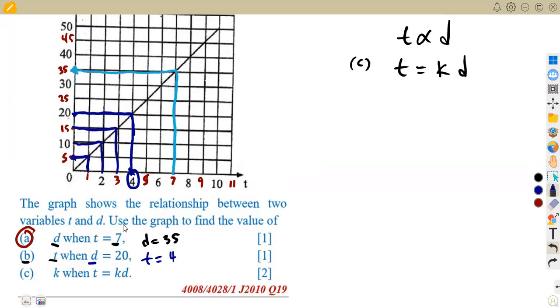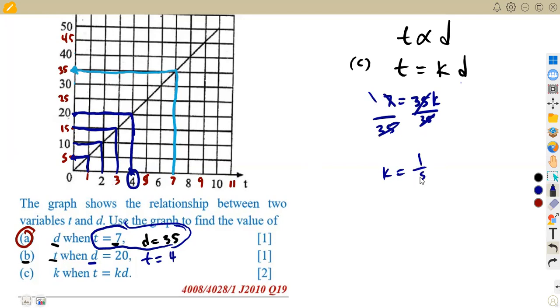So in this case, I'm going to use the first one that we used here, when t is equal to 7. Remember, we said d is 35. So 7 is equal to 35k. Divide by 35, divide by 35, meaning k is going to be what? 7 into 35, that is 5. So k is 1/5.